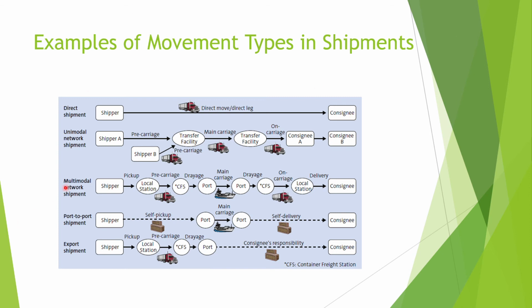Similarly, we have different types of shipments, like the unimodal network, where you are a shipper. You send it to a specific facility where you create a pre-carriage, and from that transport facility it will consolidate the load. Let's take an example of FedEx or UPS. From different cities, they take all the mail and come to one transfer facility, where they club everything, sort it, club it again, and then load it onto a truck which will go to a specific location, carrying all the mail specific to that area.